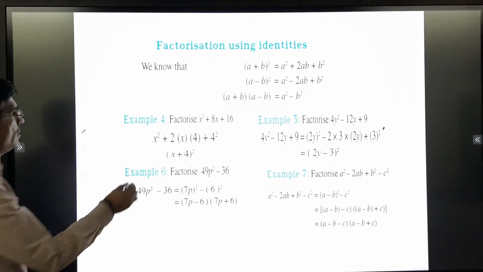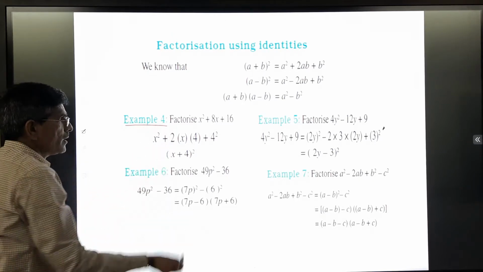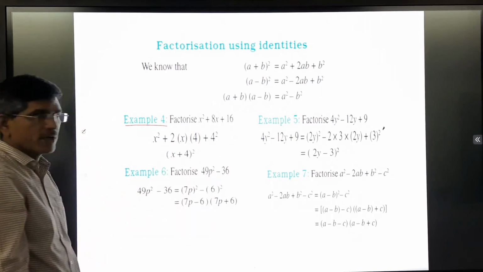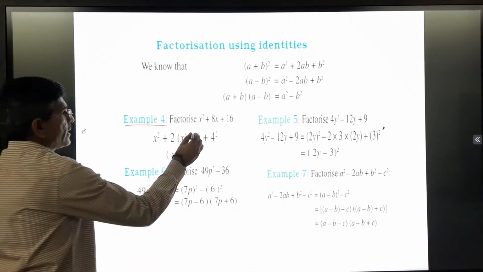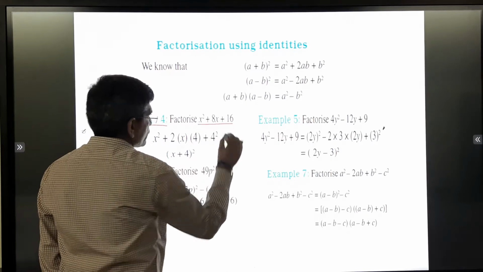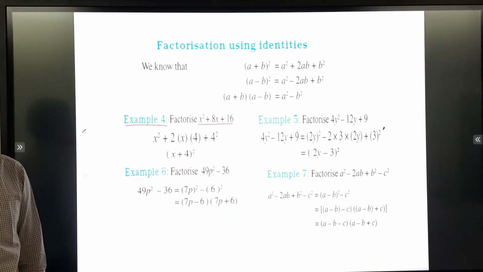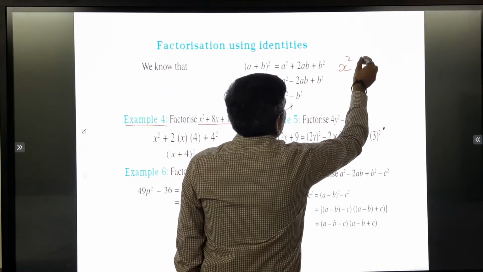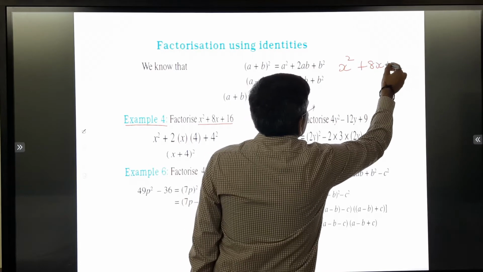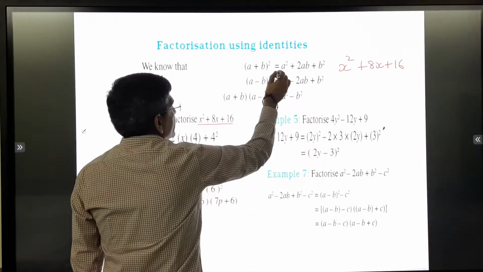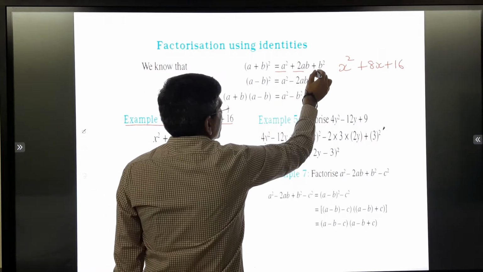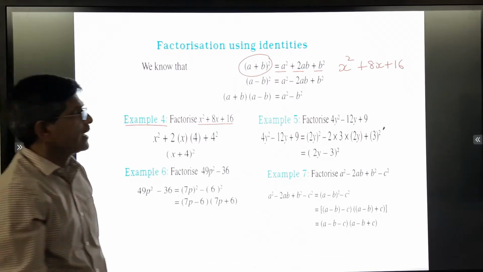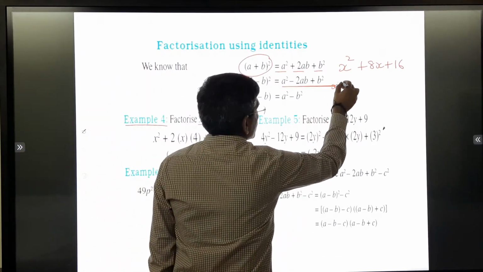Now we go for the example. That is first, example number 4. By using identity, I have to factorize x squared plus 8x plus 16. These are all examples that are already solved in your textbook. Now how will I solve that? We have to see x squared plus 8x plus 16. Already we know this identity, a squared plus 2ab plus b squared, then the answer is (a plus b) whole squared. So what do I have to write now? In bracket, x whole squared.